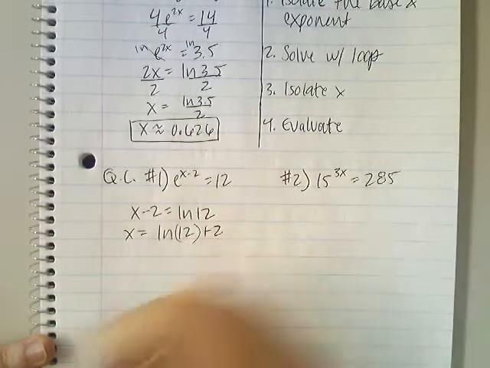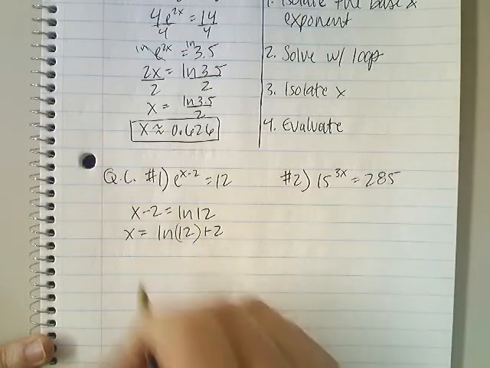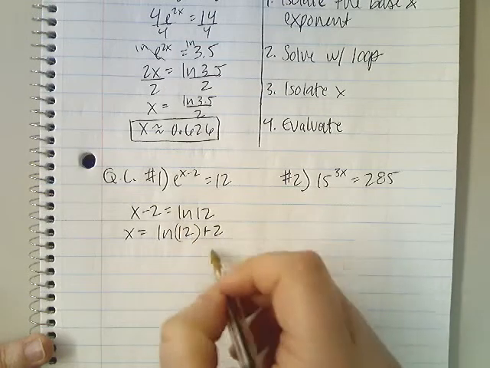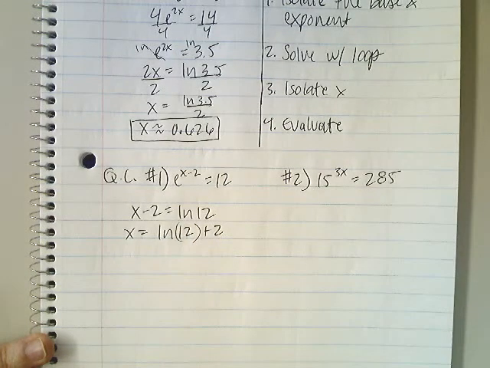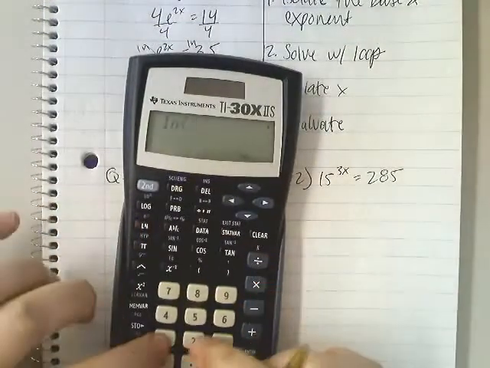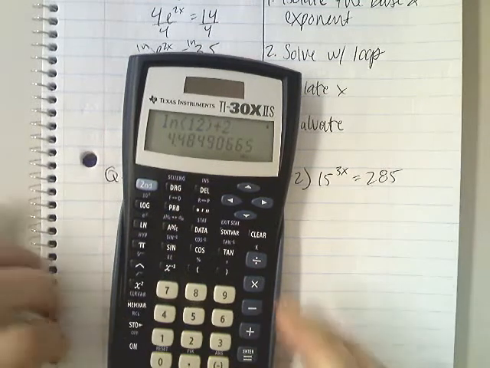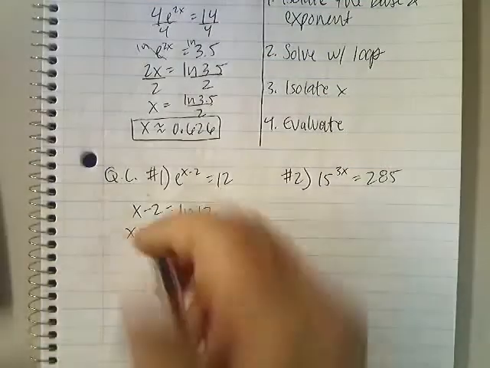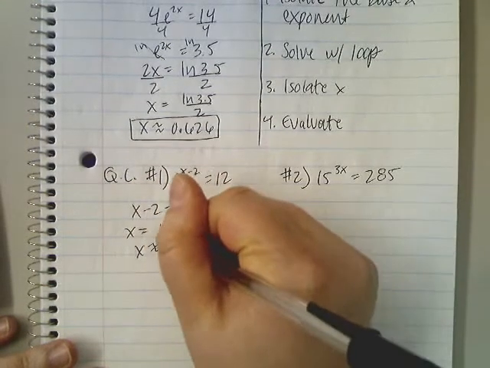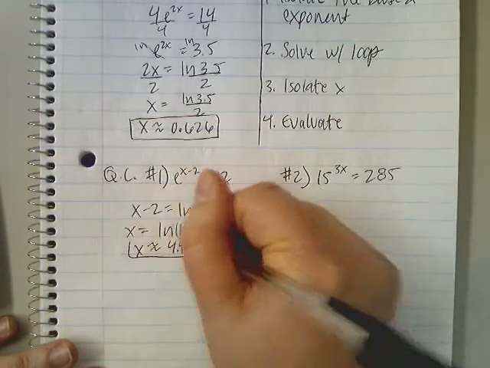One thing, make sure you remember the plus 2 is outside the ln. You're not plugging that in with that 12. You don't need to put the parentheses, just writing it as plus 2 implies that it's separate unless you put parentheses around the 2, but just for clarity's sake, I'm going to put them in. And then when I plug that into my calculator, I get ln of 12 plus 2, and I get 4.48. So x equals approximately 4.48. And that is our first answer.